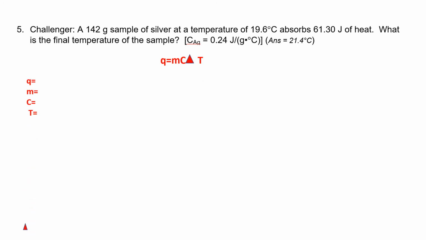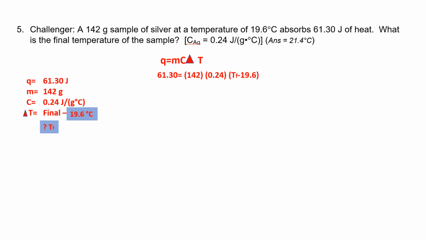So there's our formula, and this is everything we've been given. We have been given one temperature, but not the other. So which one have we been given and which one are we trying to find? Well, it says that a temperature of 19.6 absorbs 61.30 joules of heat. Then it says, what is the final temperature of the sample? So we've been given the initial temperature. We're trying to find the final temperature, and we're going to label that as TF. We're trying to calculate the final temperature. So we're going to plug in everything that we have into the formula.